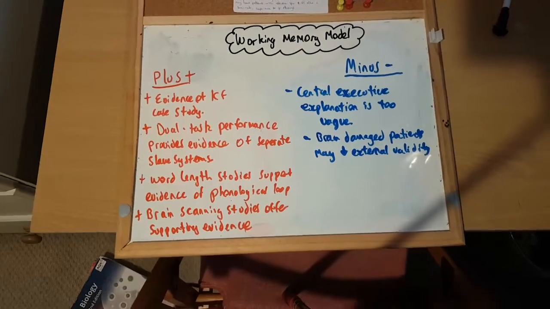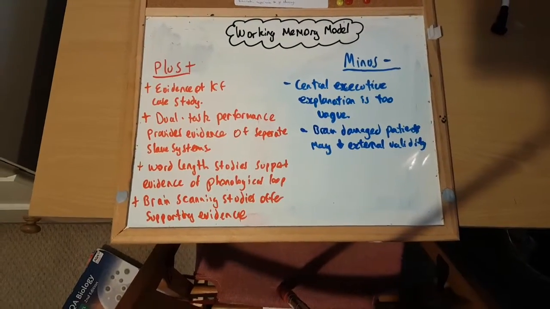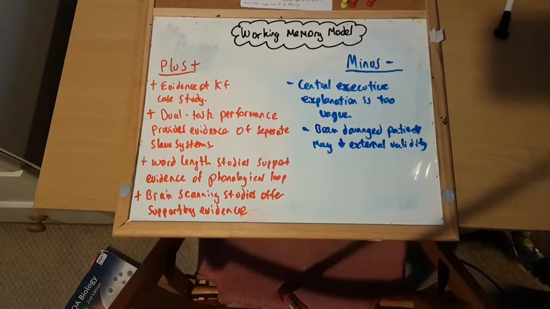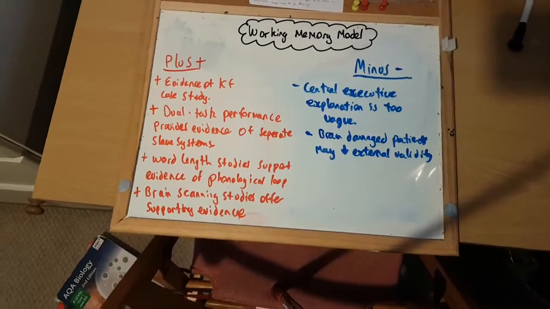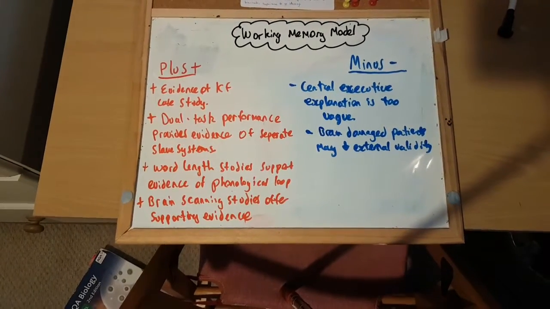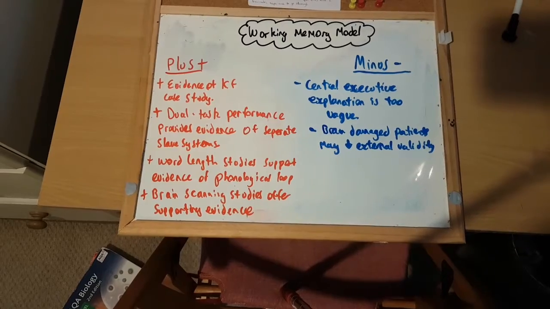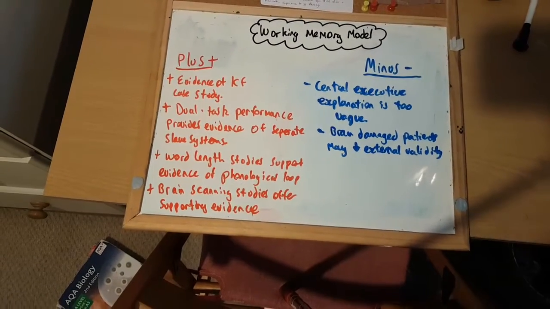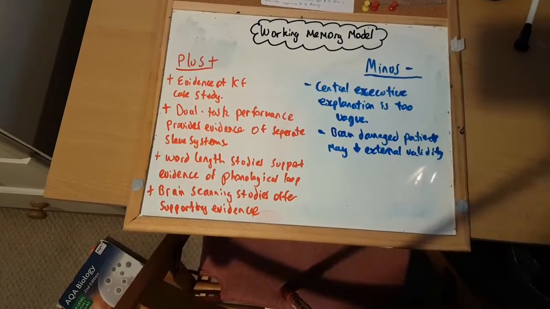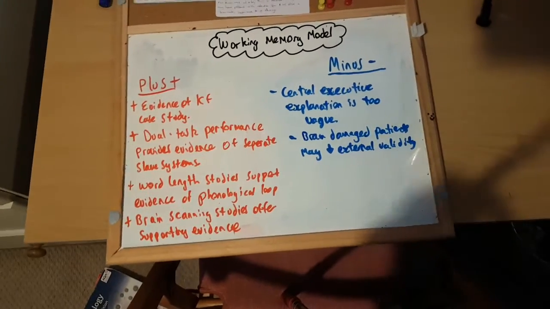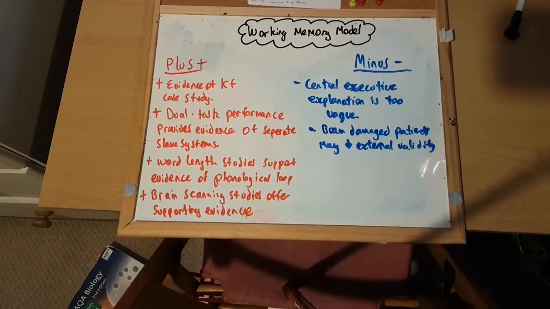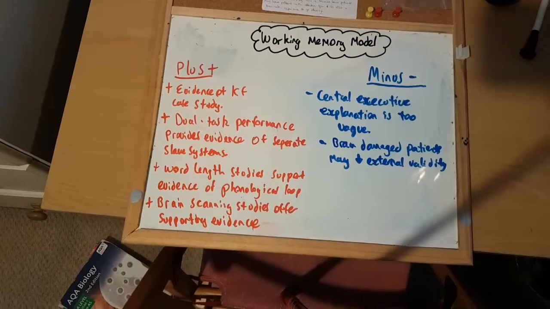Well, as you'd expect, the task where the two visual things occurred was much harder for participants because both tasks required the same slave system, in this case, the Visio-Spatial Sketchpad. And because of this, their performance decreased.